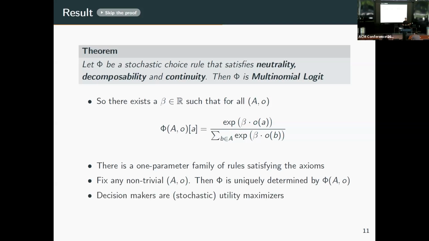One thing that I want to stress is that we have not assumed that our decision makers are rational, that they maximize a certain objective. We only assume that their behavior satisfies these axioms. And it turns out that it implies that they behave as if they are stochastic utility maximizers. So somehow, magically, we get rationality out of these axioms.